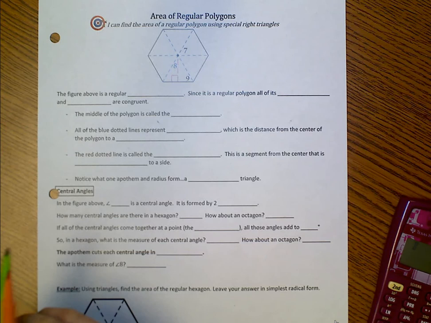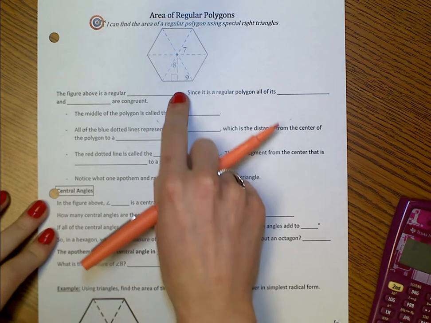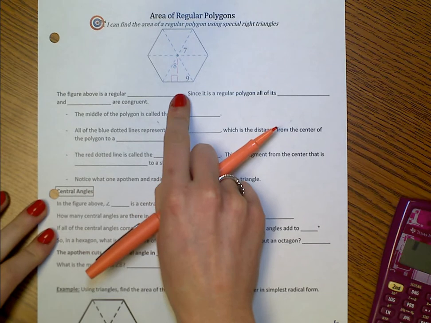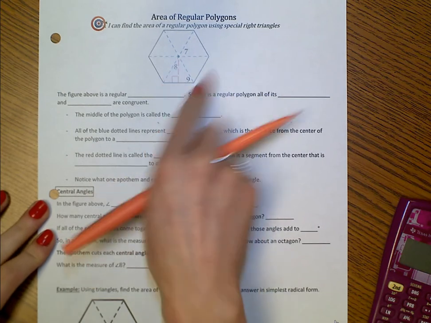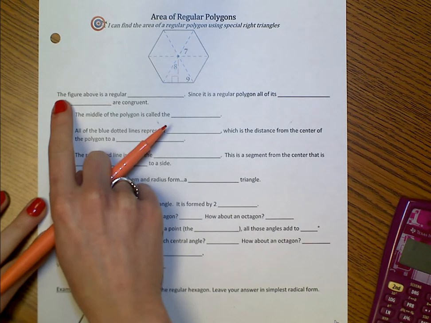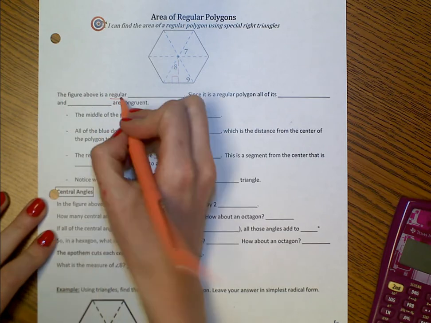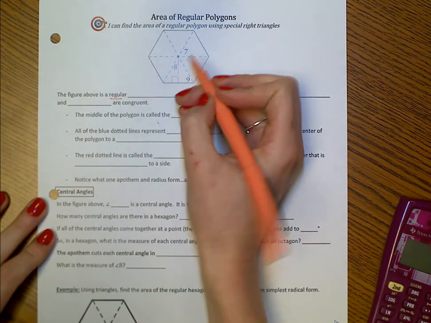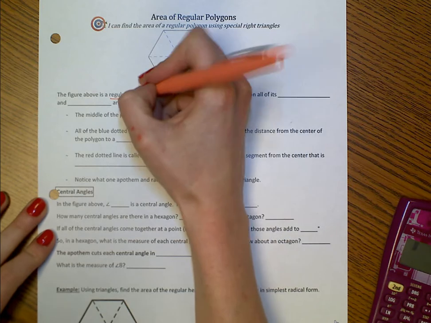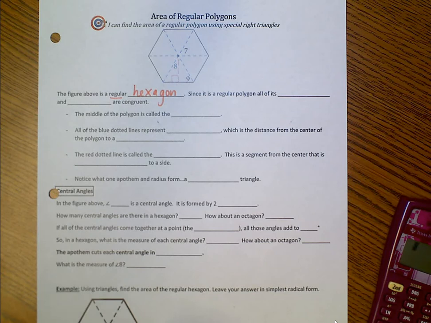So if we look at the example on the picture at the top here, we've got some stuff labeled, some colored lines drawn in. We need to talk about everything that's happening in this picture. Now, the first thing to note, and this is what we're talking about today, this figure is a regular, so that's the big word for today. This one specifically is a regular hexagon. It's got 6 sides, so we call it a hexagon.